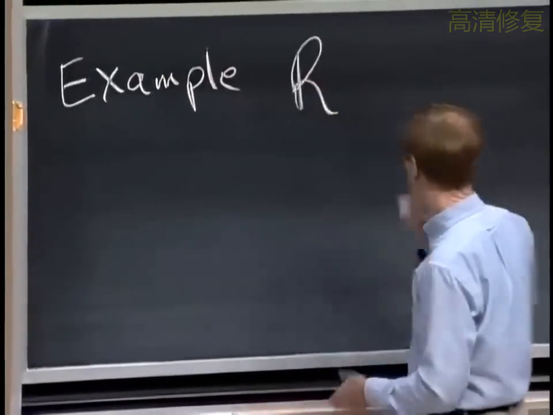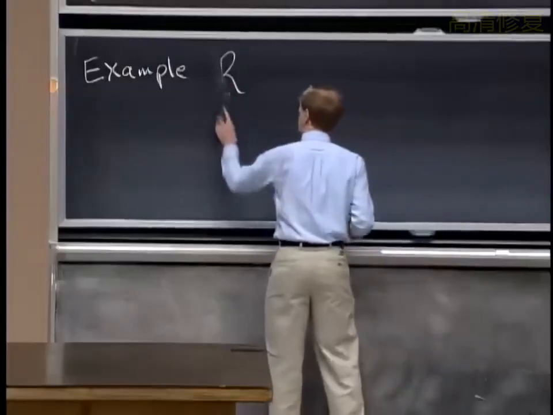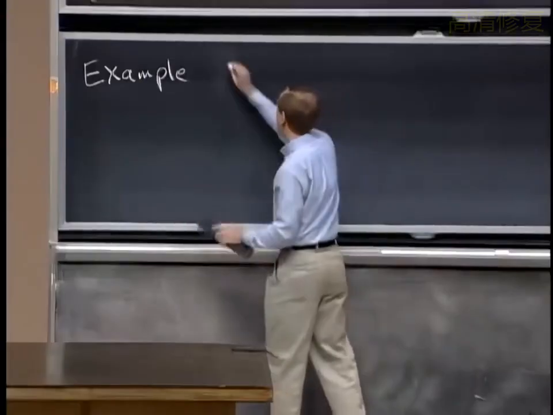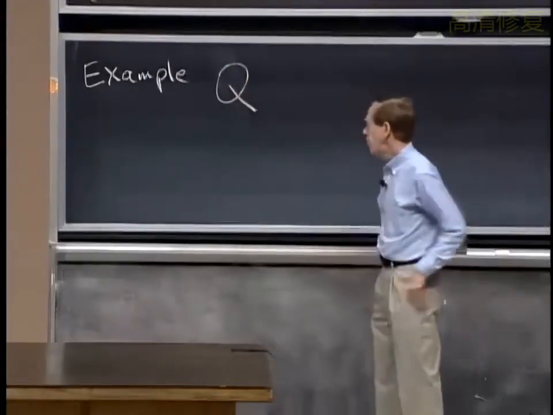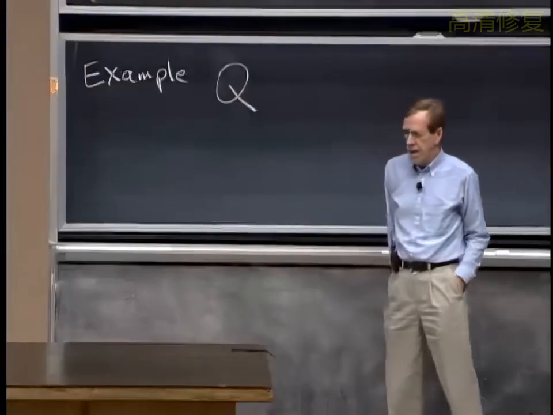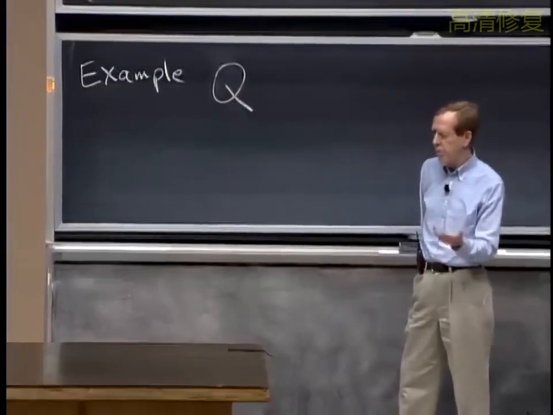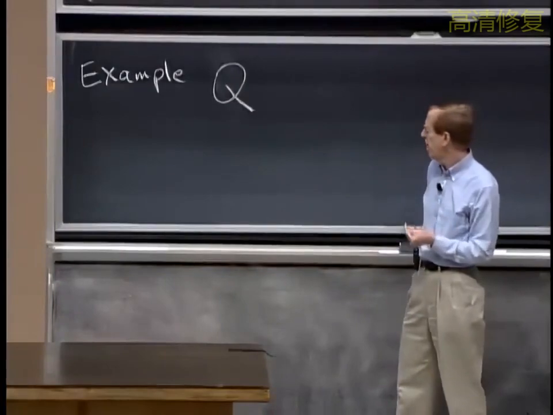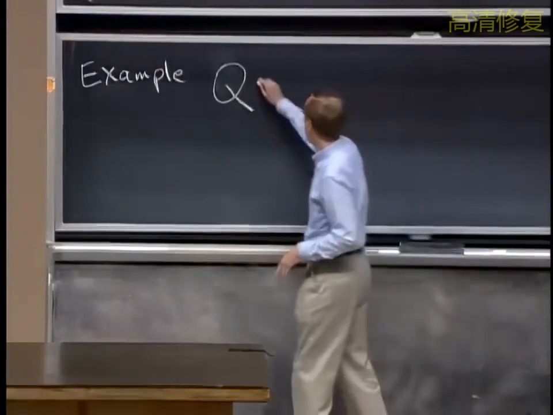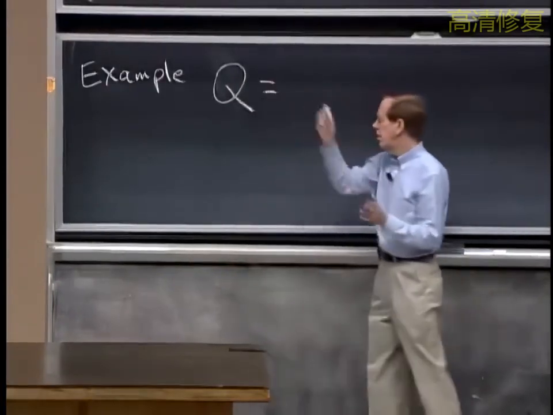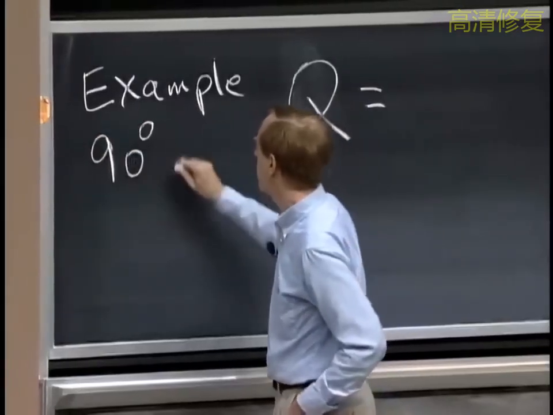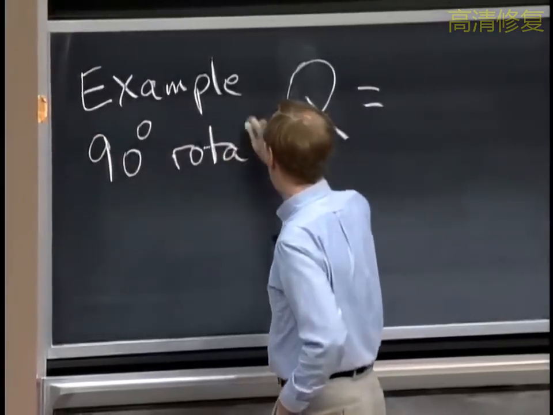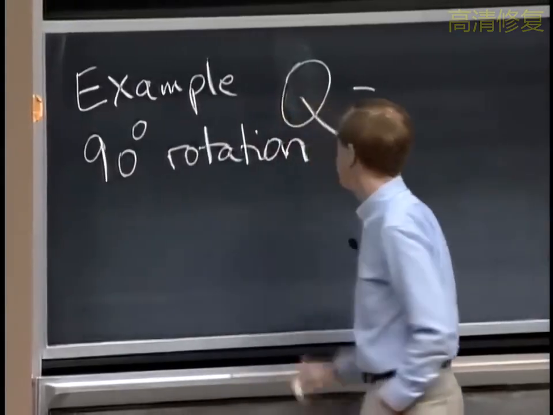So a rotation, I better call it Q. I often use Q for rotations, because those are the very special, very important examples of orthogonal matrices. Let me make it a 90-degree rotation, so that my matrix is going to be the one that rotates every vector by 90 degrees.